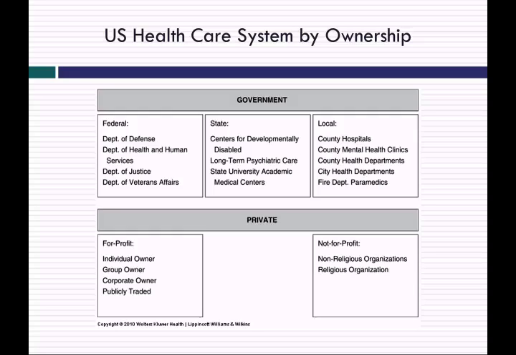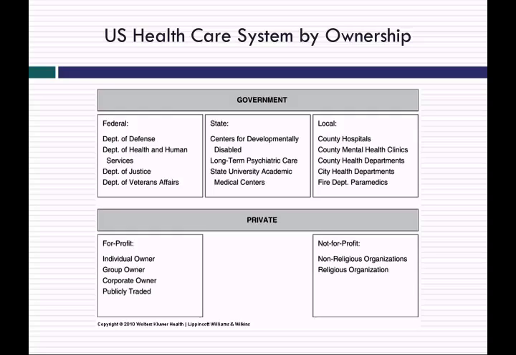Our U.S. healthcare system has, again, two different levels, the government level and the private level. And now we're looking more at healthcare systems as to who owns and who operates those systems. Within the governmental system, we have federal, state, and local. At a federal level, we have the Department of Defense, Department of Health and Human Services, Department of Justice, and Department of Veterans Affairs. Then we have some state healthcare systems, and we have local healthcare systems. So these are some of the hospital systems that you might be familiar with.